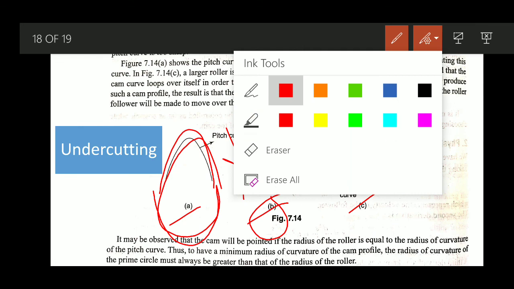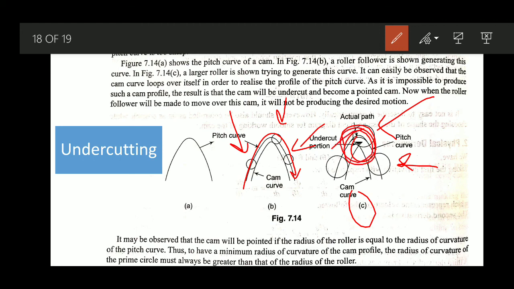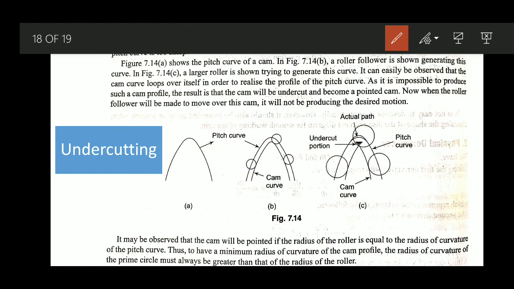As we have already seen in kinematic inversion, we consider as if the cam is stationary and the follower is rotating around it. If the roller is of a smaller size, there is no problem, it generates the curve. In the third figure we consider a larger roller trying to generate the curve. We can easily see that the cam curve loops over itself when trying to realize the profile of the pitch curve. But it is impossible to produce such a cam profile.